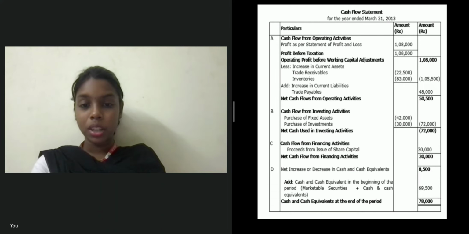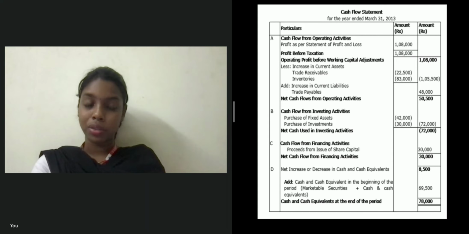Then comes the cash flow from investing activities. Investing activities is a section of the cash flow statement that shows the cash generated or cash spent, including the purchases of physical assets, investments in securities, or the sale of securities or assets. In the cash flow from investing activities, two items are added: the purchase of fixed assets, which is 40,000, and the purchase of investments, which is 30,000, added together as 70,000. Then the net cash used in investing activities is 70,000 in total.